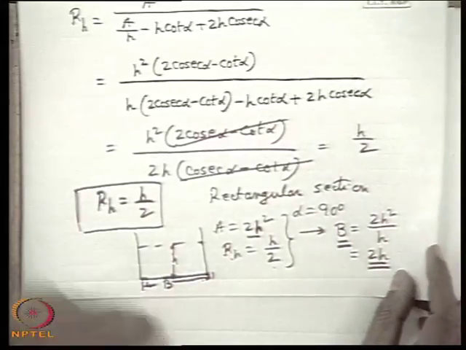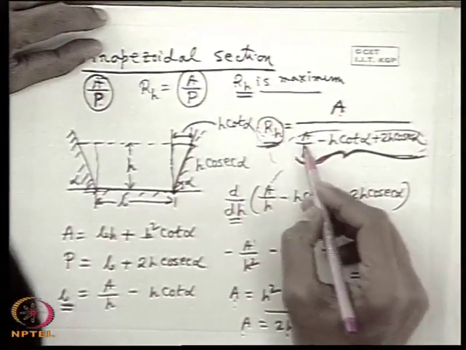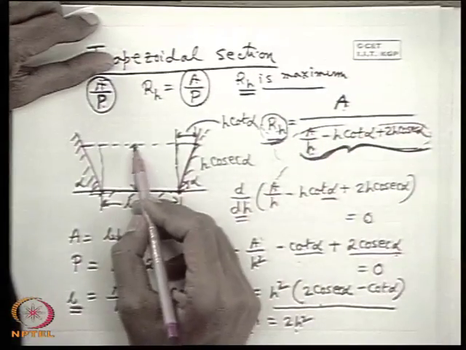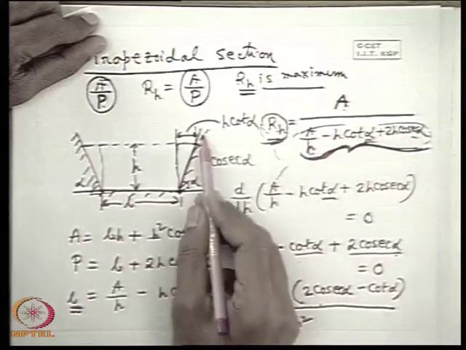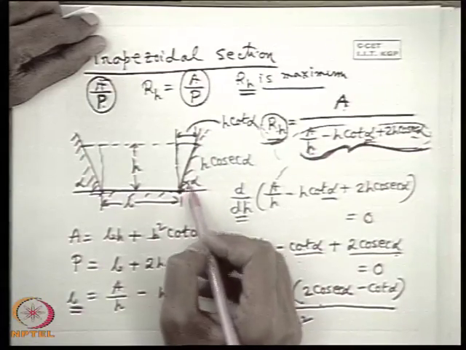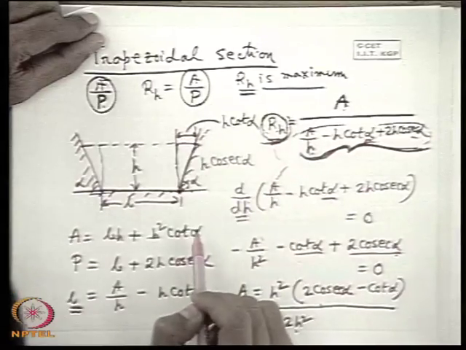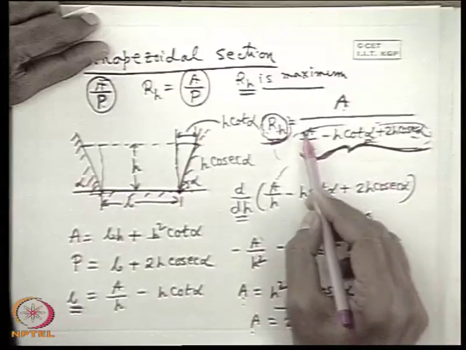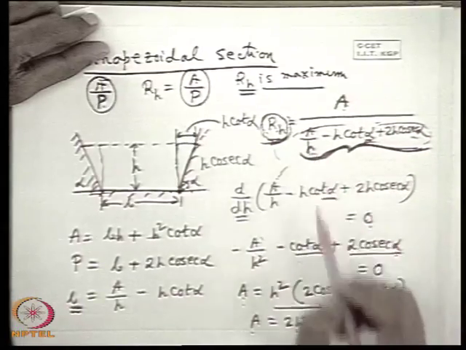All right. Now, we maximize RH or minimize this denominator with respect to h. Now, if we consider that the depth of flow remains constant and we vary this angle for the trapezoidal section, to find out at what angle RH is maximum for the optimum hydraulic cross section, that means the denominator is minimum. In that case, we will have to differentiate this quantity with respect to alpha and set it to 0 instead of h.